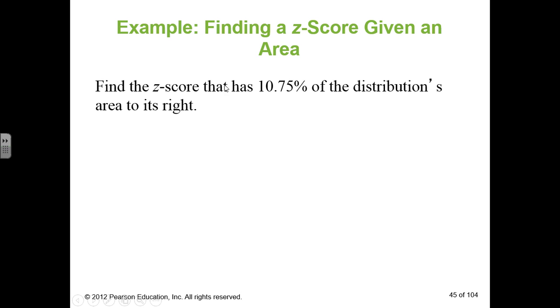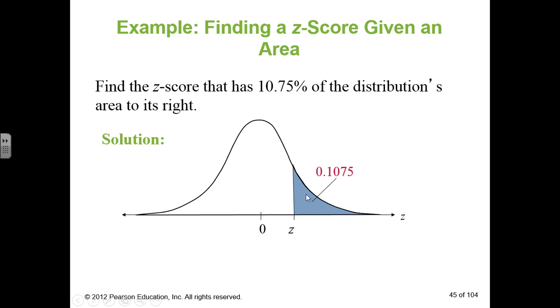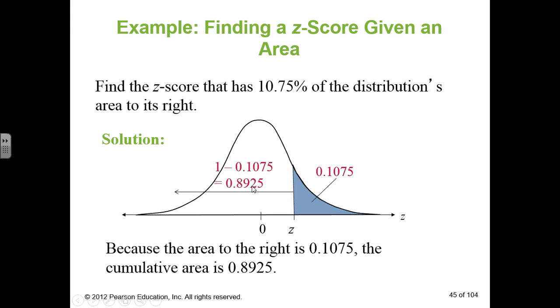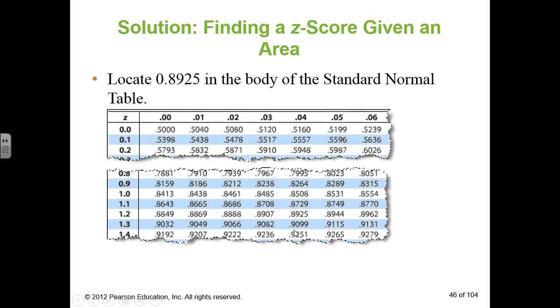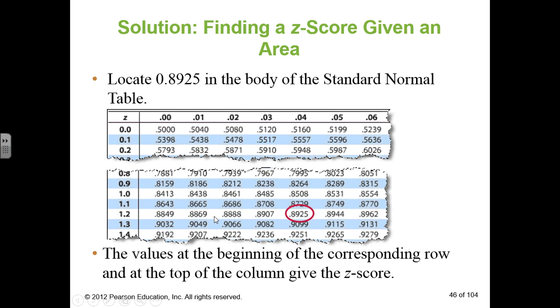Let's do the same thing now, but this time let's find the z-score that has 10.75% shaded to its right. Now, that's the picture of 0.1075, 10.75% written as a decimal, shaded to the right. But recall that our standard normal table always has the cumulative area. So we need to find how much is here. Well, if the whole thing is 1, then what's over here is 1 minus 0.1075, 0.8925. That's the cumulative area associated with that z-score. Let's get the standard normal table out and look for 0.8925. There it is. Then we read the z-score associated with it, 1.24. So the z-score is 1.24.